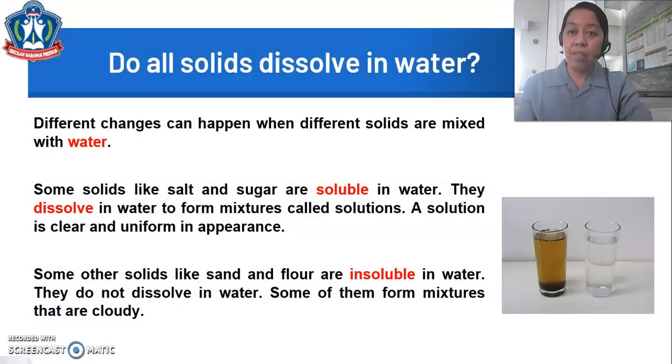So moving on, different changes can happen when different solids are mixed with water. Some solids like salt and sugar are soluble in water. They dissolve in water to form mixtures called solutions. A solution is clear and uniform in appearance. Some other solids like sand and flour are insoluble in water. They do not dissolve in water. Some of them form mixtures that are cloudy.